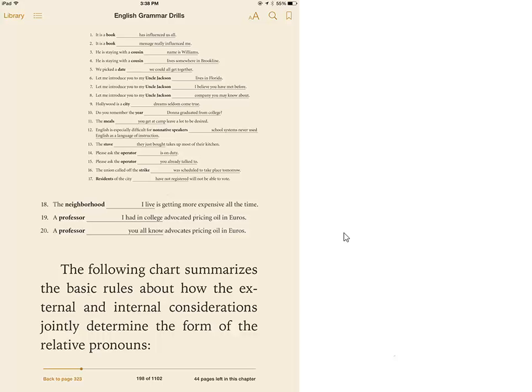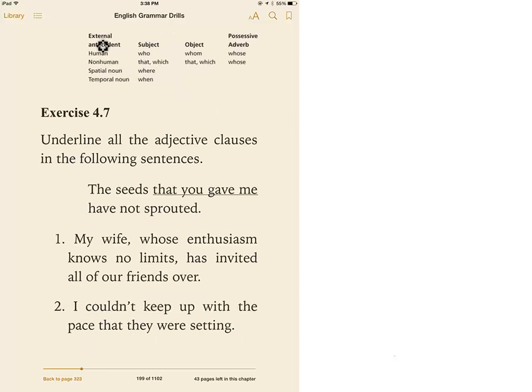Hey, welcome back. We're still working with relative pronouns and adjective clauses, and we're learning to identify and understand which relative pronoun to use, depending on what the antecedent is and depending on the internal structure of the adjective clause. Okay, so we're going to do a little review here, but first I'm going to show you a chart that we have already seen.